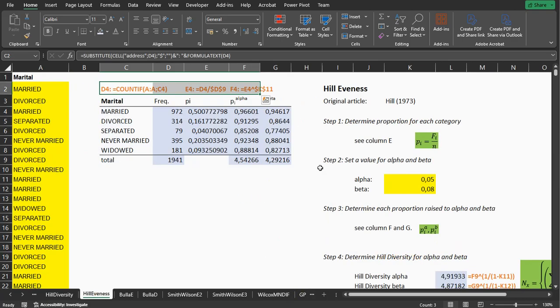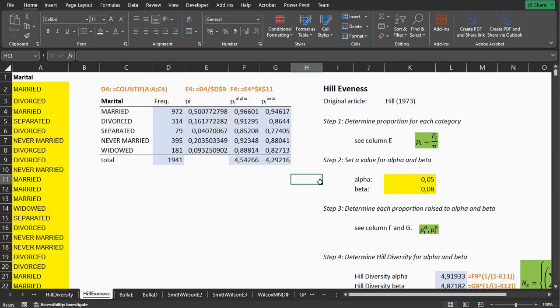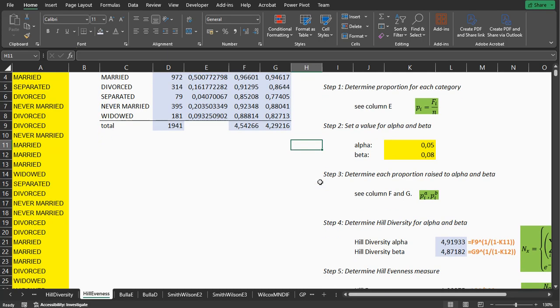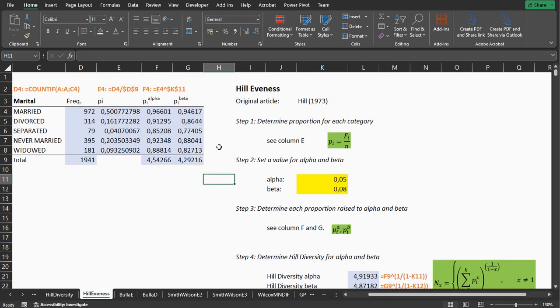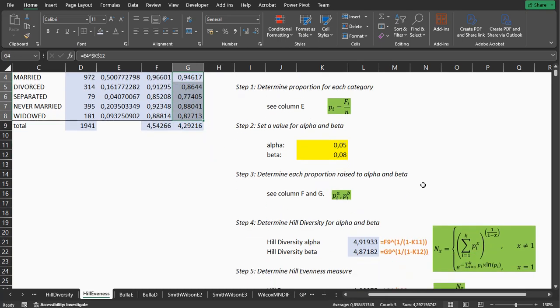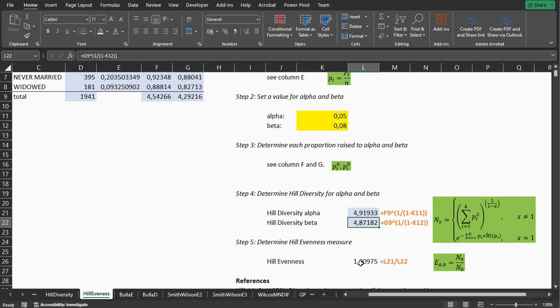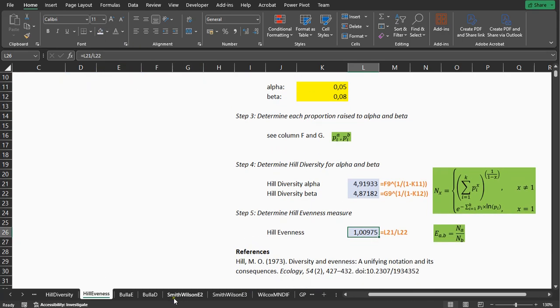The Hill Evenness is actually using the Hill diversity. So the formula, you can just see it over here. The basic start is the same, but now you have an alpha and a beta, so basically you have 2. For each you calculate the Hill diversity measure, just as before, and then the Hill Evenness is simply dividing those two by each other. And I forgot to make this one nicely in blue as well.